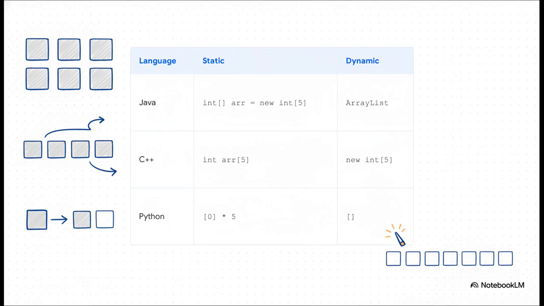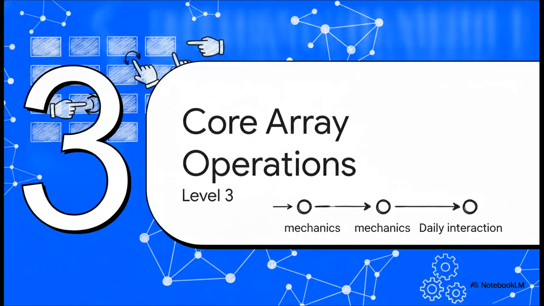But consider Python. Python lists are inherently dynamic right out of the box. You just create an empty list and start appending. The language handles all the resizing magic entirely behind the scenes. Which brings us to level 3, core array operations. Let's move from the underlying mechanics to how we actually interact with these things every day.